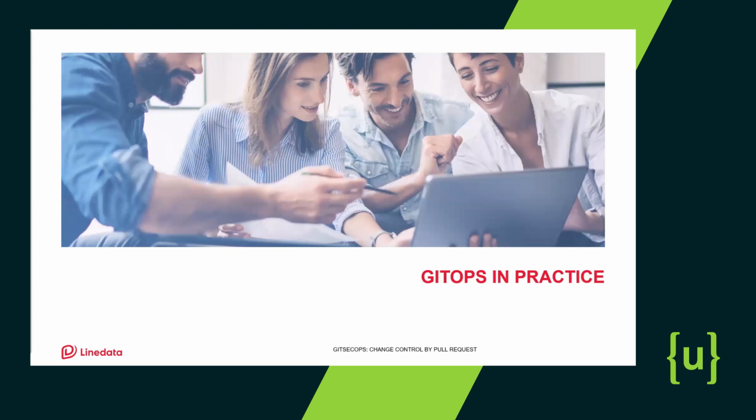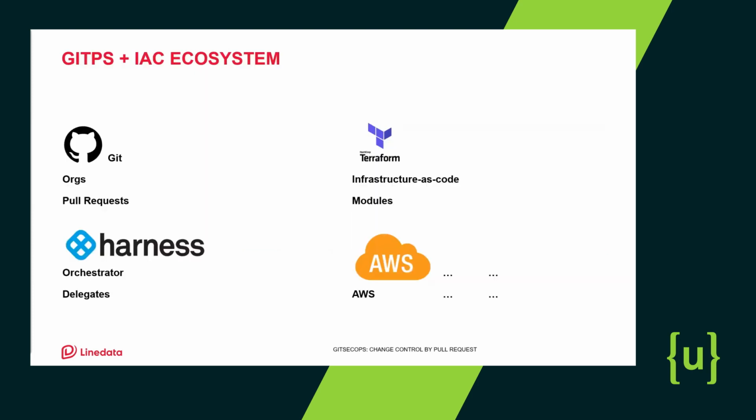So let's talk a little bit about what GitOps looks like in practice and how we at Linedata have implemented GitOps in order to enable self-service for our engineering teams for our infrastructure. Our ecosystem revolves around, obviously, Git, which manages the pull request and has role-based access permissions on the repositories, has branch protection, who can open a pull request, who can make an approval. All of that is done with Git to give us granular control over the actual repos and the code itself.